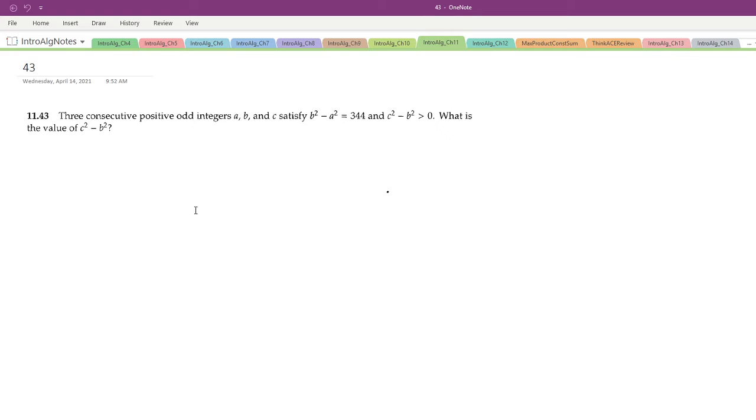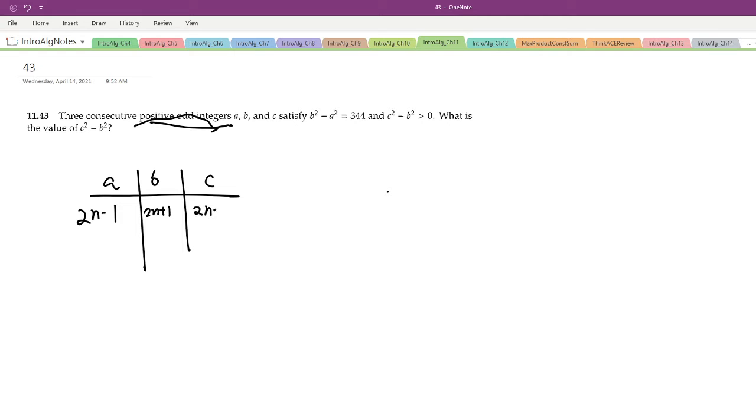Okay, so today let's start solving the challenge problems of chapter 11 for the intro to algebra. The first question: we have consecutive positive odd integers. So we can parameterize this as 2n minus 1, 2n plus 1, and 2n plus 3.